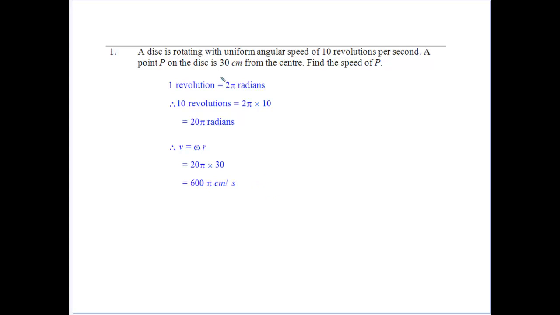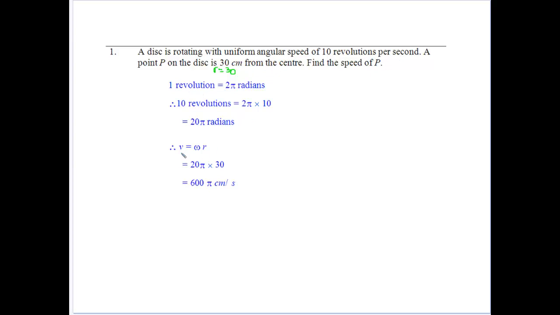So let's look at some questions that rely on the work we've just done on circular motion. In this one we've got a disc rotating at a uniform angular speed of 10 revolutions per second. A point P on the disc is 30 centimeters from the center. Find the speed of P. Well, what does that mean? That's going to be our radius, so r is 30, and we're told that we've got 10 revolutions per second.